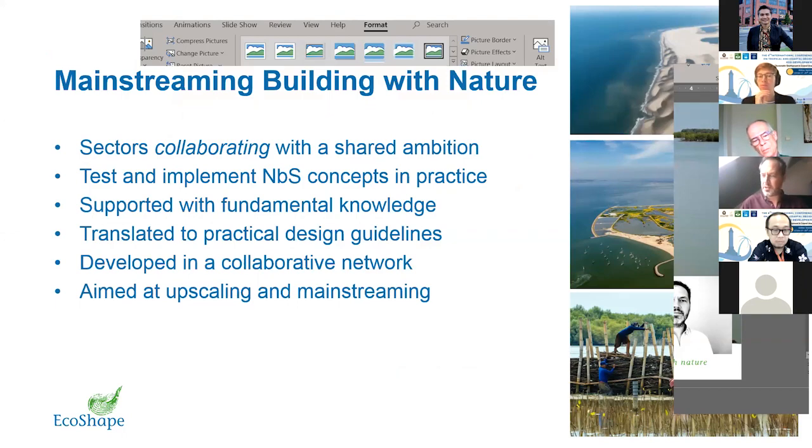We need to translate this fundamental research into practical guidelines, which we do as a program, and they will be publicly available, and they need to be developed in a collaborative network. Only this can result in upscaling and mainstreaming of nature-based solutions for these vulnerable areas. In that sense, the Indonesia project is part of a wider scheme of nature-based solutions that you see globally. There's a big interest in it, and the project in the MAC is a lighthouse example of how this is done together with the communities and the local stakeholders.